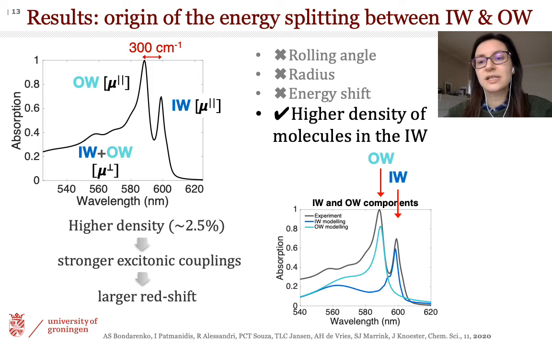So this leaves us with the explanation that the energy shift is due to the slight difference in the packing density in both walls. A higher density in the inner wall compared to the outer wall would ensure stronger excitonic couplings and, as a result, larger redshift. It turned out that constructing starting aggregate structures by increasing the in-plane unit cell lattice constants for the outer wall by a mere 2.5% compared to the inner wall is enough to match the energy splitting in the experimental spectrum. MD simulations confirm that such tubes are stable.